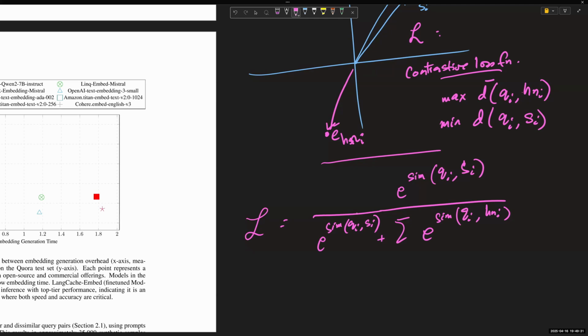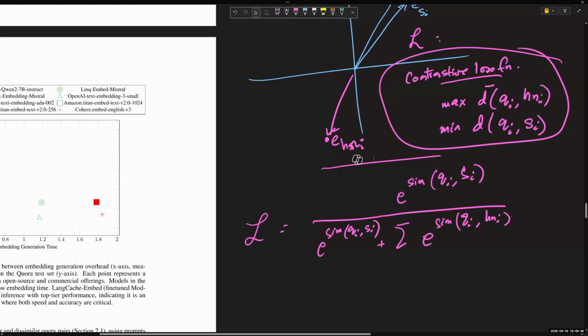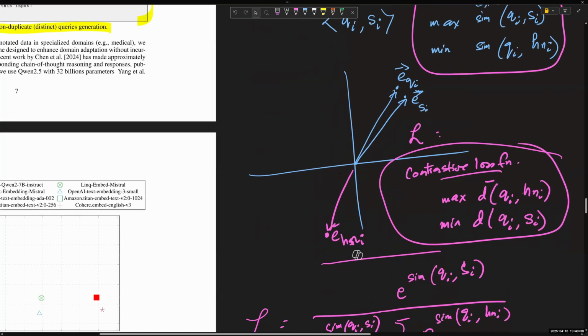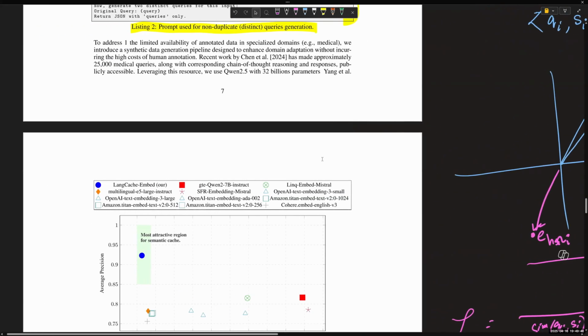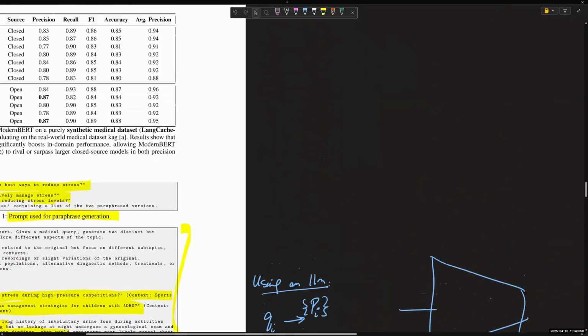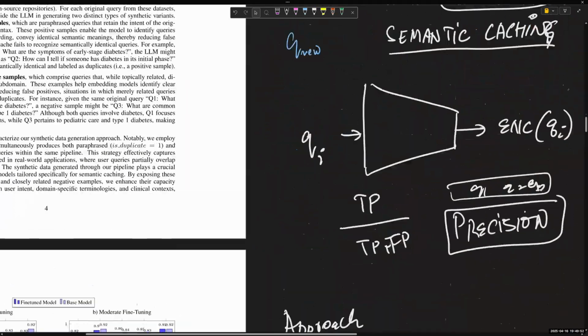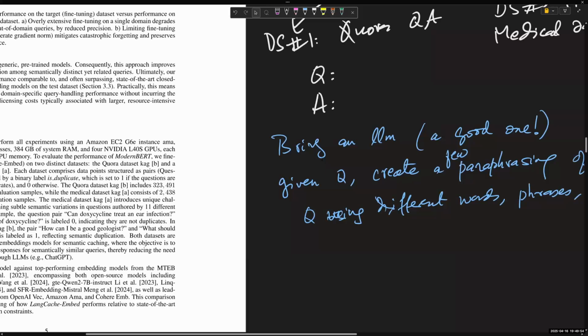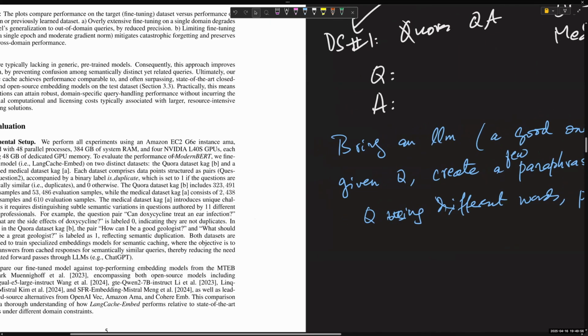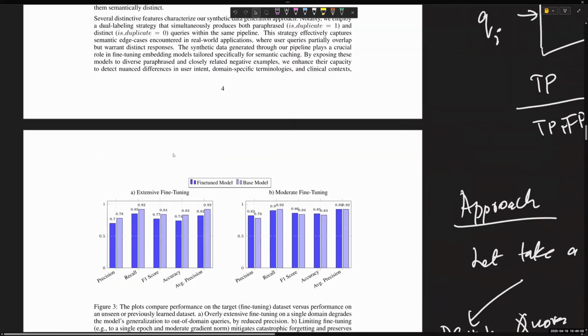But the main point is, think of it simply like this, right? You want to push, geometrically it is very simple. You want to put QI and SI closer to each other, and you want to push QI and the hard negative as far away as possible. So this gives you a training method, and that is the reason that you use the LLM to produce these paraphrasings for you that we saw. And that is the gist of the paper. That is the gist of the approach they use.